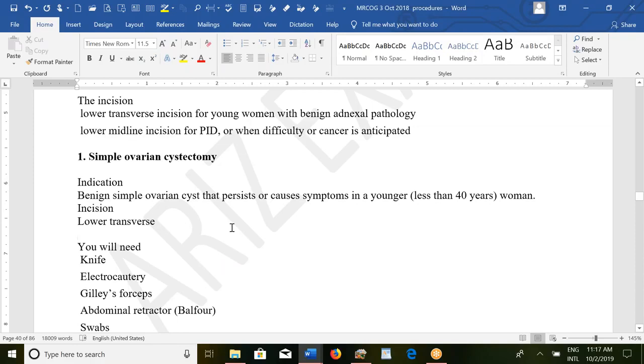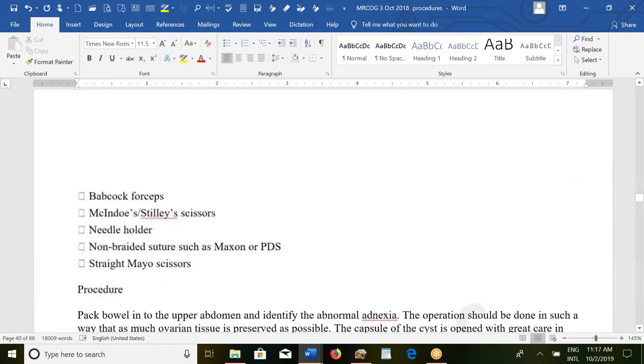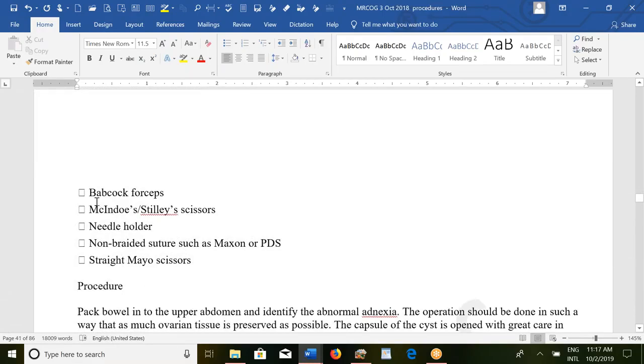So you will say, I will need a knife, electrocautery, Gillies forceps, abdominal retractor. I hope you have seen all of them. This Balfour. Regarding these forceps, many different types of forceps can be used. Then you need swabs, you need suction. Then you need Babcock forceps. Then you need this McIndoe, which is most commonly used. You know, this sharp one, scissors. I will show you the pictures also. Or still scissors, needle holders.